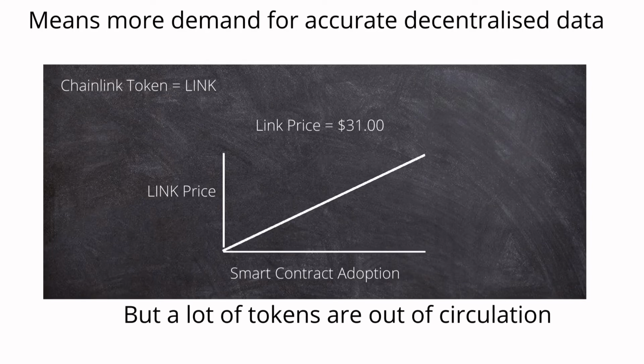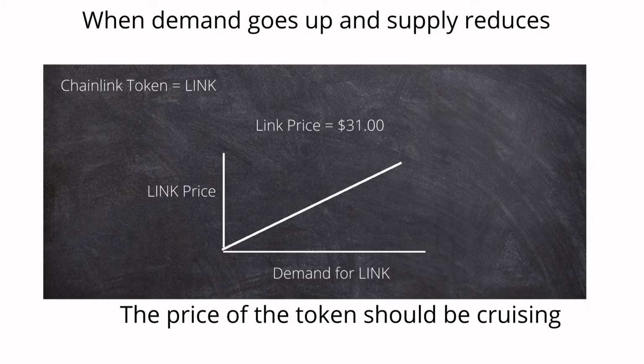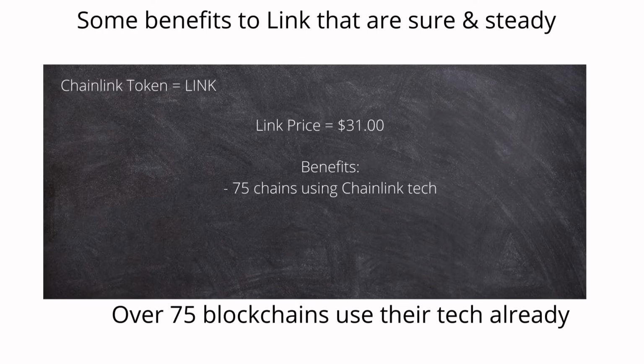A lot of tokens are out of circulation. The Link token is used for deposits. It's fine, but this leads to a reduction in supply. When demand goes up and supply reduces, the price of the token should be cruising. There's over 400 million Link tokens in circulation, with a max supply of 1 billion they're ever making.